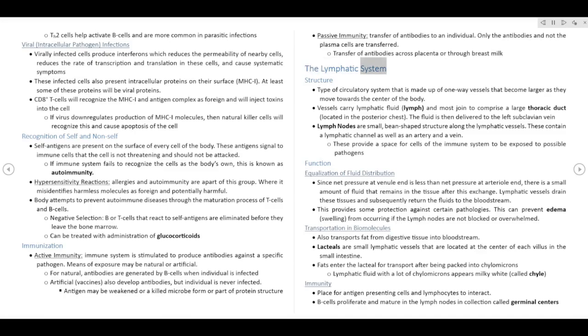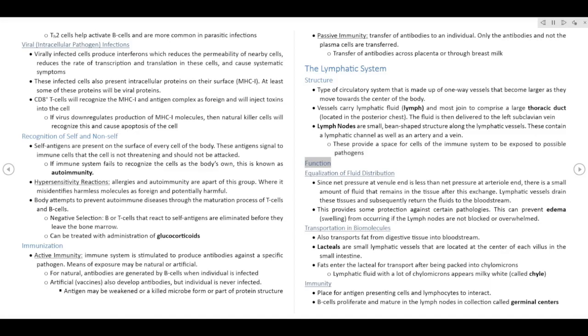The lymphatic system. Structure: a type of circulatory system that is made up of one-way vessels that become larger as they move towards the center of the body. Vessels carry lymphatic fluid, lymph, and most join to comprise a large thoracic duct, located in the posterior chest. The fluid is then delivered to the left subclavian vein. Lymph nodes are small, bean-shaped structures along the lymphatic vessels. These contain a lymphatic channel as well as an artery and a vein. These provide a space for cells of the immune system to be exposed to possible pathogens.